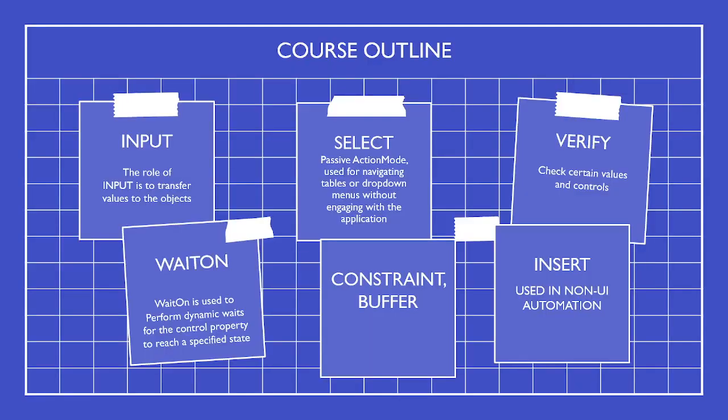Action mode is something which tells Tosca what to do with the test step values for a particular control. So whenever you give a value, we use the action mode to command Tosca what that value has to be used for on a particular control. If you remember, in our previous lectures we have by default used the input action mode.